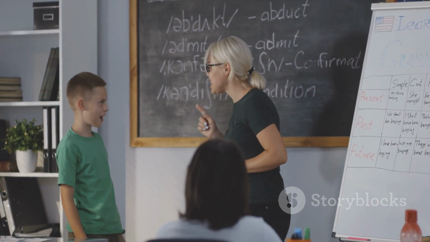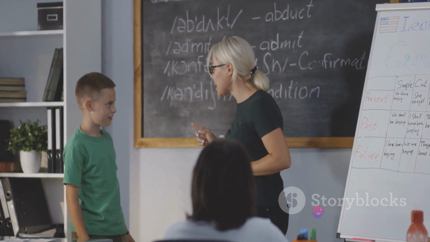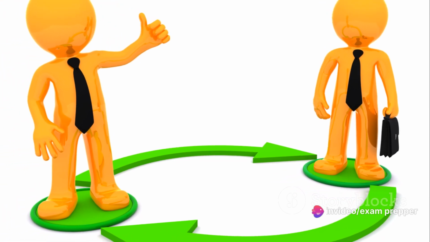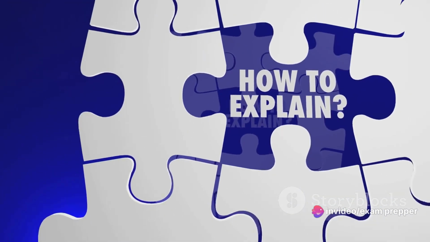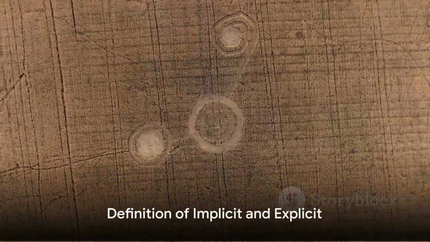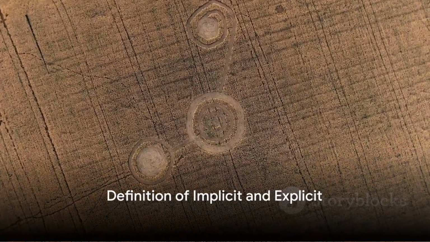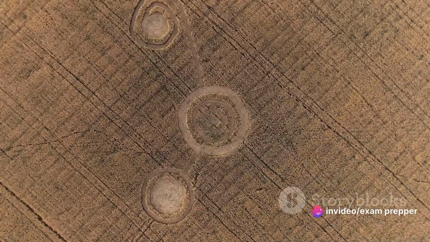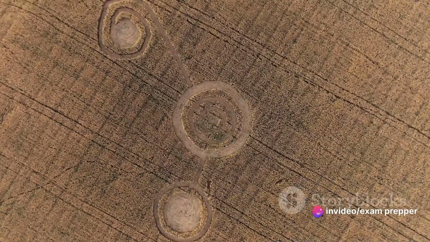Today we're exploring the fascinating realm of implicit and explicit. These concepts are crucial in our daily communication and understanding. Now, without further ado, let's delve into the world of implicit and explicit. Implicit and explicit are two crucial terms in the realm of communication. They help us understand the layers of meaning in conversations and texts. Let's break it down.